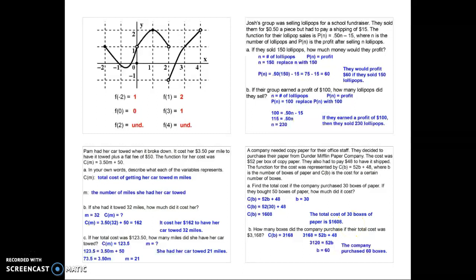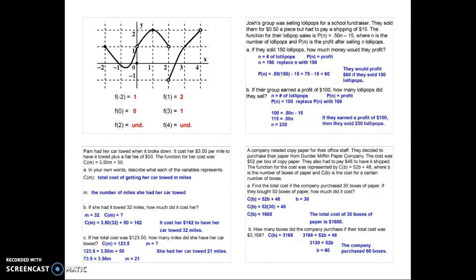Last part is how many boxes did the company purchase if their total cost was $3,168. So now I just know a different piece of information, but I still have to use that same function that was given to us. So C of B, now I know the total cost is $3,168. I still have to plug that into the equation, equals 52B plus 48. Two-step equation, subtract your 48 to the other side. Then divide both sides by 52. You should be getting B equals 60. Again, you have to write that in a word sentence. So the company purchased 60 boxes.